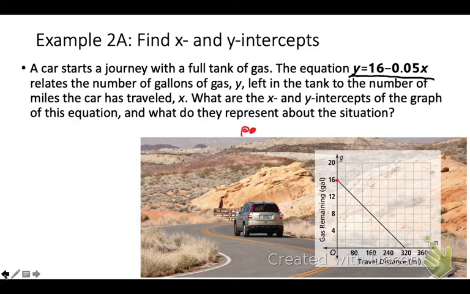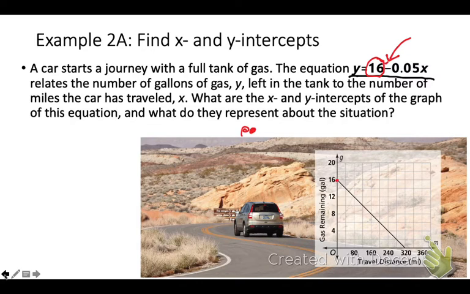Okay. So I want us to look at the equation now. You wrote the equation down on your paper: y equals 16 minus 0.05x. What does 16 represent in that equation? The y-intercept. Okay, so the 16 in this equation is telling me how many gallons of gas I started with, otherwise known as the y-intercept. In this equation, why is it negative? Because it's declining. What's declining? The gallons of gas. I'm moving down the road, right?